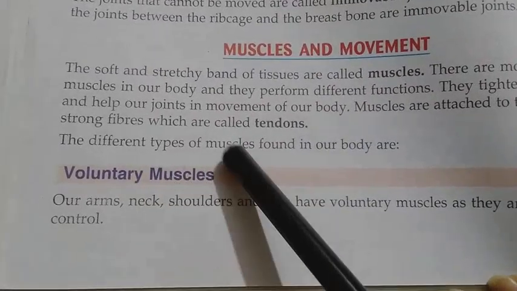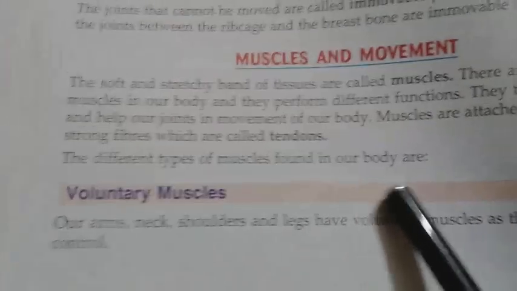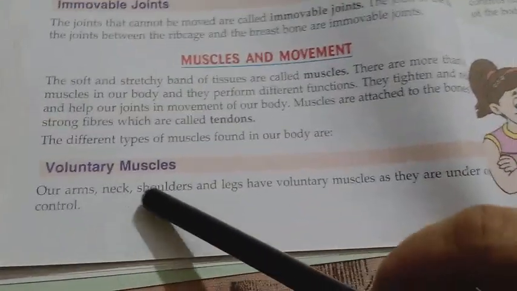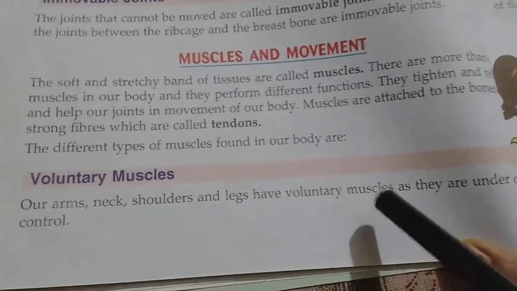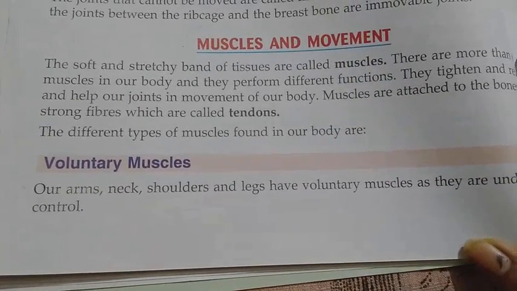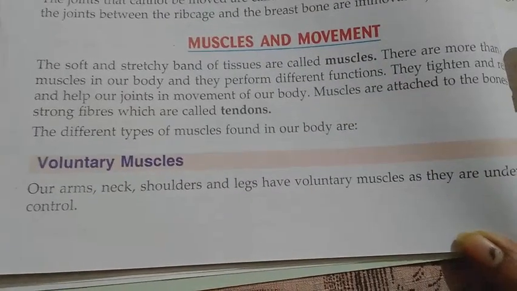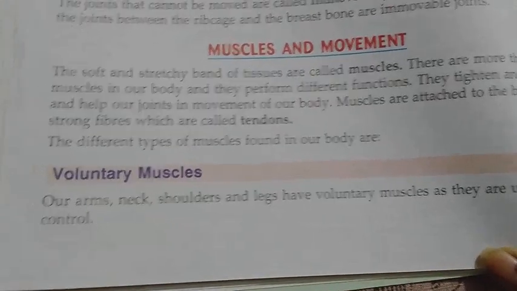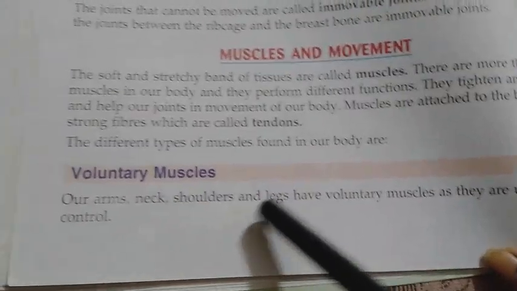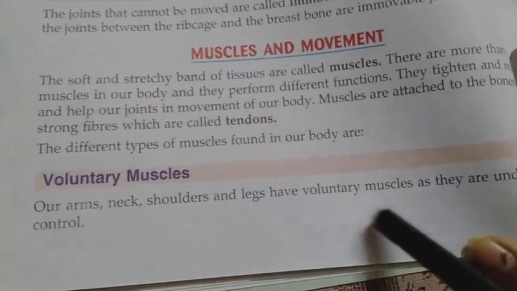The different types of muscles found in our body are, first, voluntary muscles. Our arms, neck, shoulders, and legs have voluntary muscles as they are under our control. The muscles which we can control are called voluntary muscles. The neck, arms, shoulders, and legs have voluntary muscles because we can move them easily.